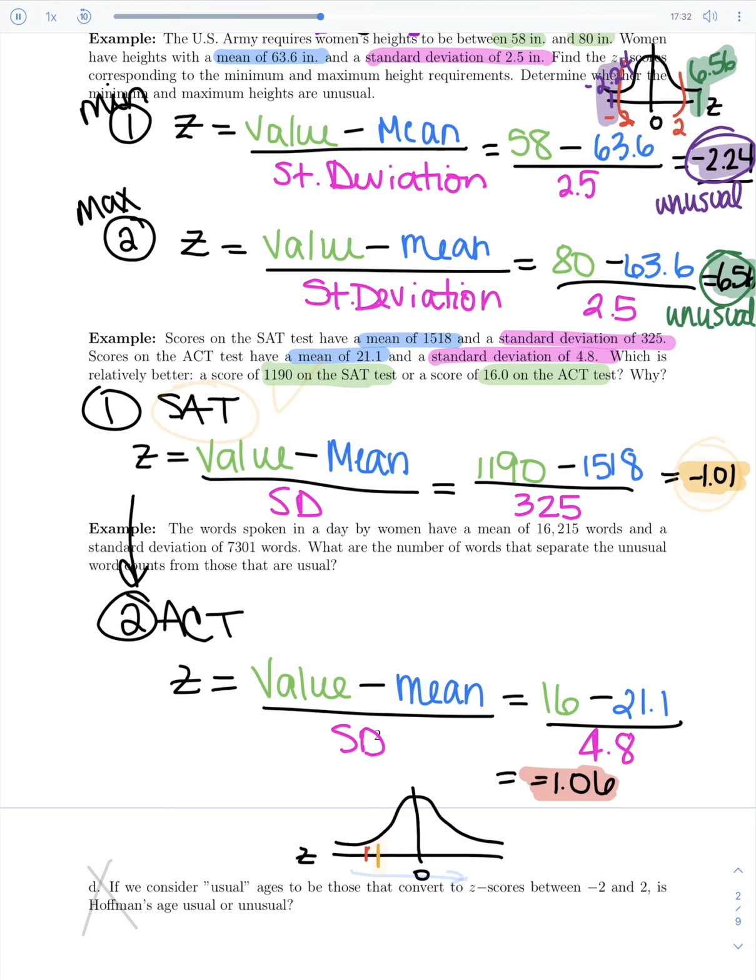So the question is, which one would I rather have? Well, notice our numbers get bigger as we move from left to right. So I want whichever one's furthest to the right. Well, the one that's furthest to the right is this one. That's my negative 1.01. So which one's going to be better for me is actually the SAT score. That one's going to be the one that's better for me.